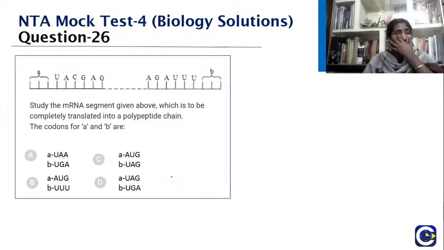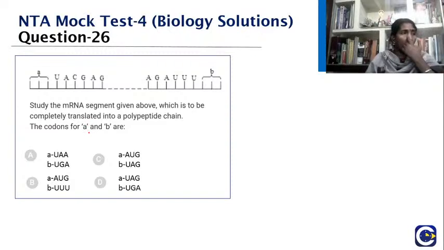Now here you see, they have given one mRNA segment. So study the mRNA segment. This is how, when a picture is given, you have to analyze the picture. Now we are going to study the mRNA segment, which is to be completely translated into a polypeptide chain. Now they are asking the codons for A and B. What are the codons for A and B?